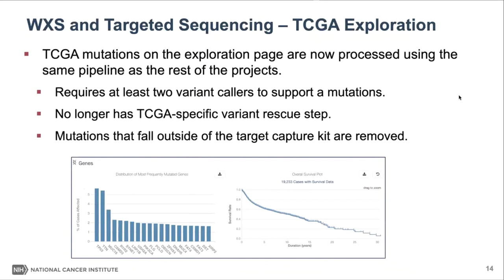So for TCGA, one thing about TCGA is that it was one of the first programs that the GDC had imported. TCGA mutations were processed in a special way because they had project level variant caller maps. Now the TCGA has the same type of maps and is processed with the same pipelines that all the other projects are processed. The mutations on the exploration page are following suit.